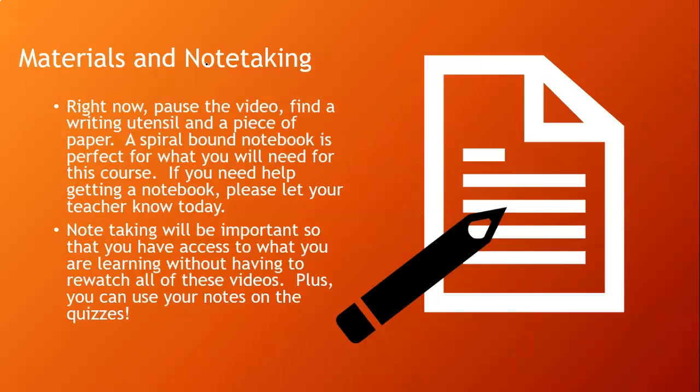Right now, I want you to pause your video, find a writing utensil and a piece of paper. A spiral-bound notebook is perfect for what you'll need for this course. If you need help getting a notebook, you don't have paper, you don't have access to any, I need you to let your teacher know today. This class is going to move really quickly once we get going, and so we want to get you that material as soon as possible.